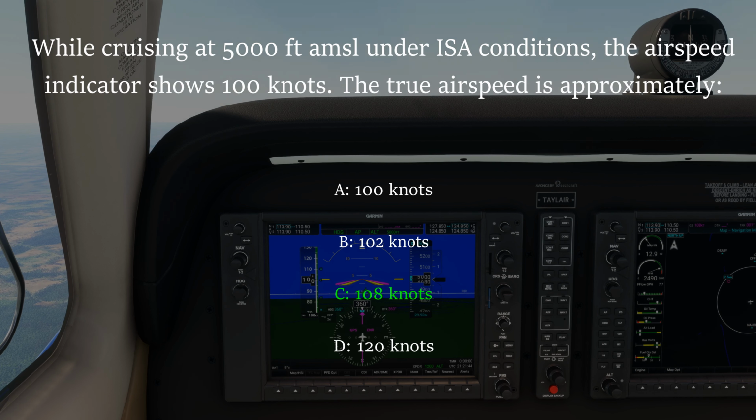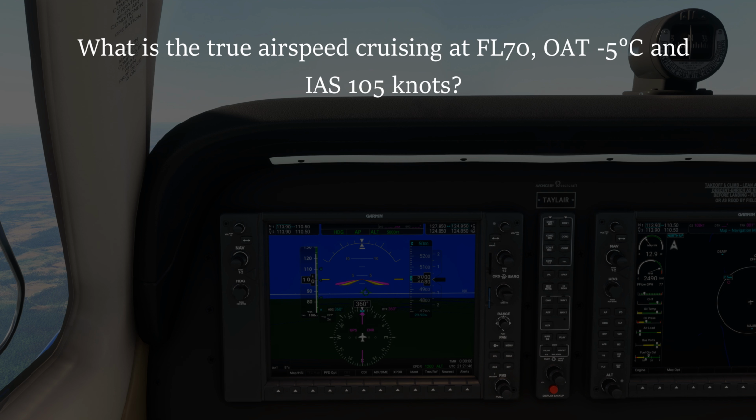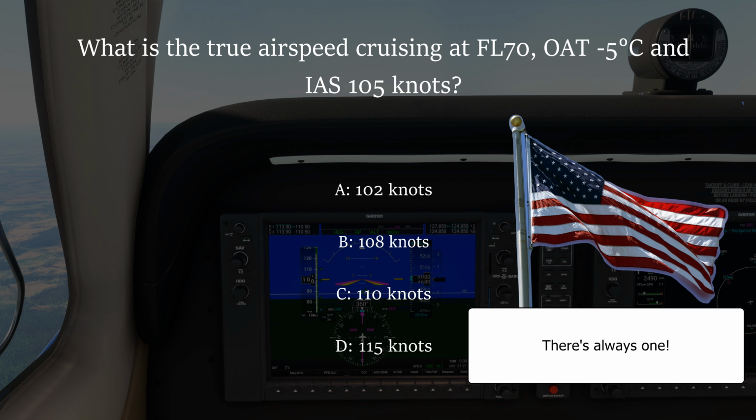And that was so much fun, I think we should do another one. What is the true airspeed cruising at flight level 70 with an outside air temperature of -5 degrees Celsius and an indicated airspeed of 105 knots? And I don't want to hear about your 18,000 feet transition altitude.